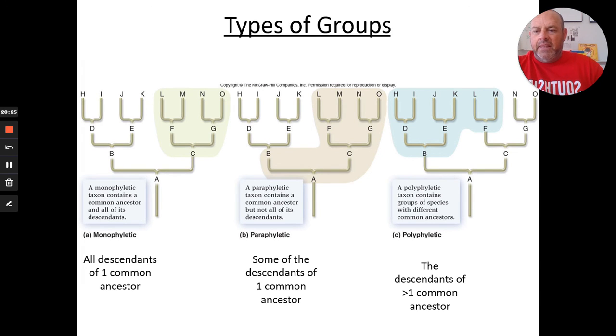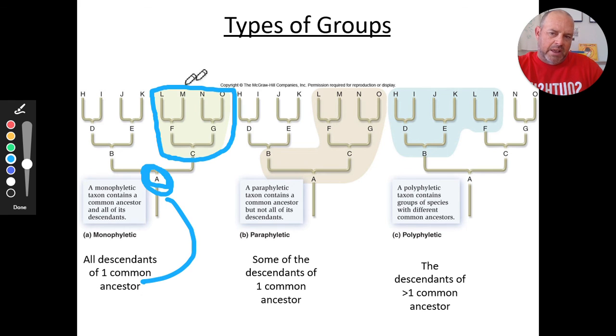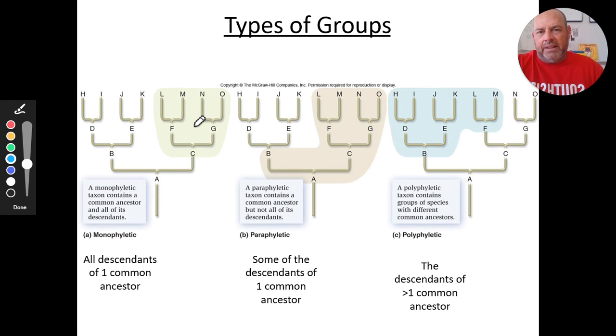And then on our last slide here, we just have a few more terms. So the first term is monophyletic. Mono being one. And in this case, all descendants of one common ancestor. I know it's hard to see, but there's actually a little grayed out area around this group right here. All of those organisms would have come from A right here. A would have been the common ancestor of all of this group. So this is a monophyletic group.